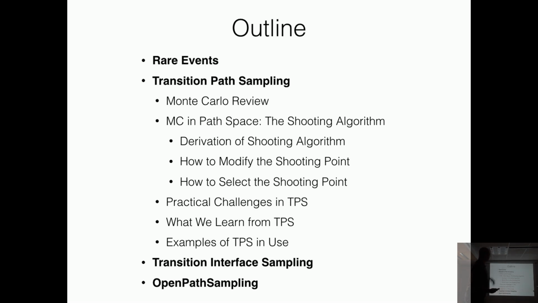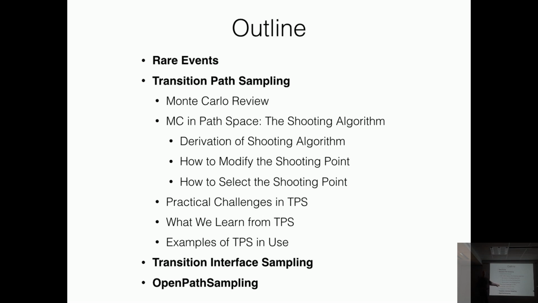So this is basically the outline of what's going to happen. We're going to talk about rare events in general. What is a rare event? Why do they matter? Transition path sampling, which is sort of the core method behind all of this. And a lot of stuff in here with the derivation of the shooting move and variants of the shooting move in particular. That's where there's a lot of math that I'm just going to go over a little quickly.